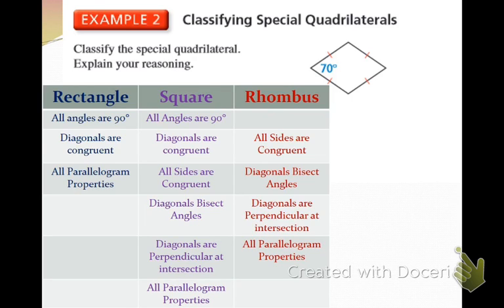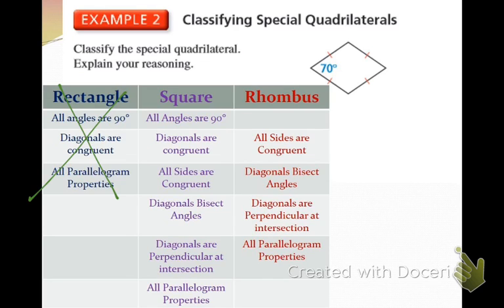Okay? So the first thing that I notice about this shape are the sides. What do those dashes mean on the sides? They're congruent. So, does a rectangle have all congruent sides? No. Does a square? Yes, all sides are congruent. Does a rhombus? Yes, all sides are congruent. So it's either a rhombus or a square.